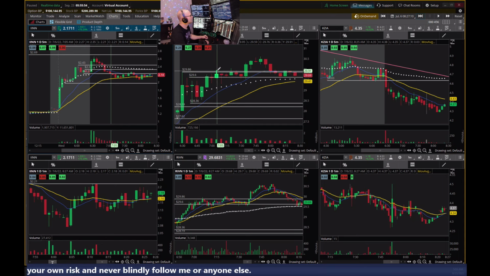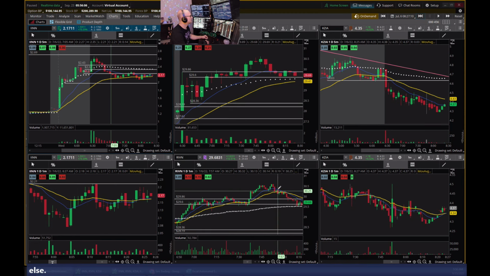Like see these 5-minute candles here? They're not closing above that. So not closing above it, not closing above it, not closing above it, finally closing above it. And then you can buy a back test and make a little profit on the push back up.